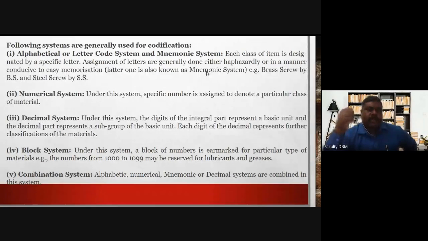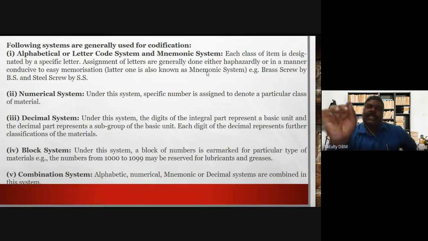Then the numerical system has come in. Under this system, a specific number is assigned to denote a particular class of material, like 123, 144, 101, and 51, 56, 96, 97. They are going to keep a number series. And the decimal system: under this system, the digits of the integral part represent a basic unit and the decimal part represents a subgroup of that particular unit. Each digit of the decimal represents further classification of material.